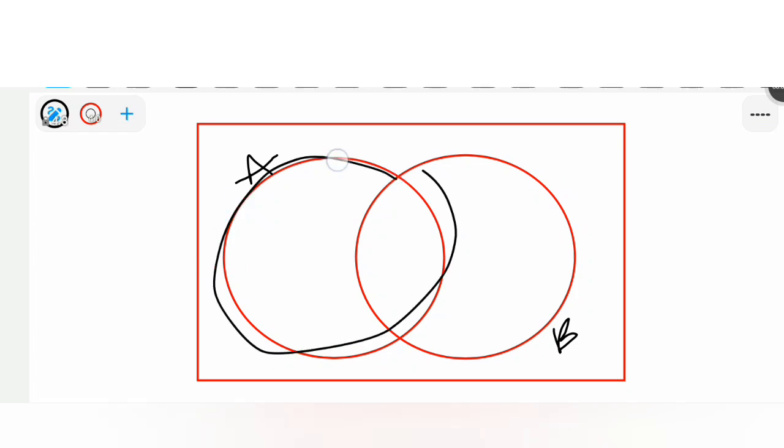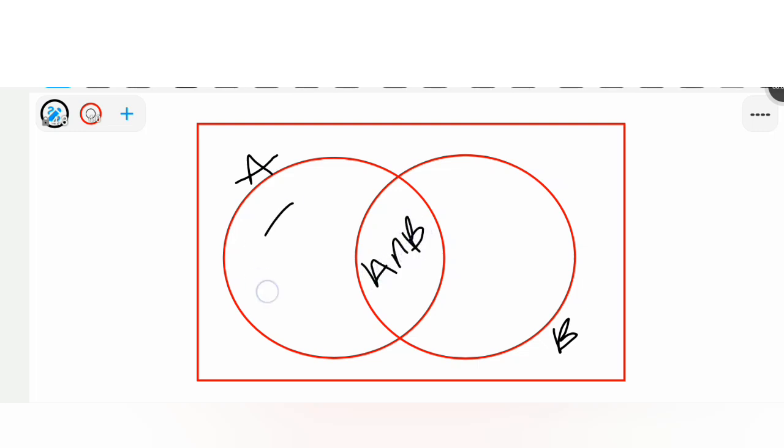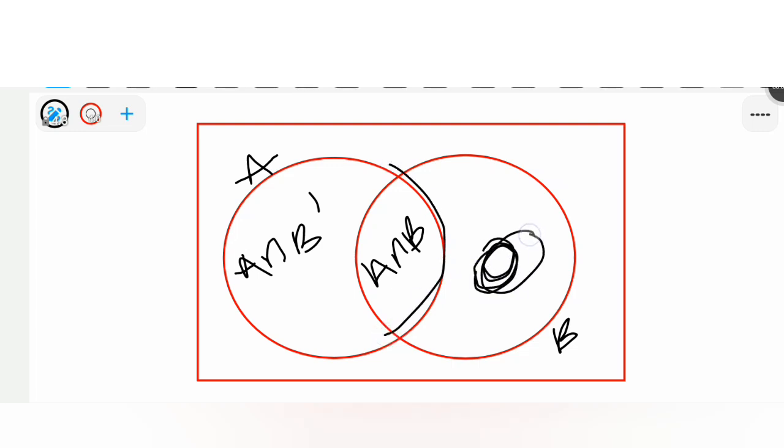So where the circle of A and the circle of B intersect, where they meet, is always A intersection B. Now this particular point, since you are not involving A, the circle of B is not reaching here. So this point will be A intersection, then you have to prime your B because you are cutting your B out. So you are outside circle of B. This point is outside circle of A, so you're going to call this part B intersection A prime.